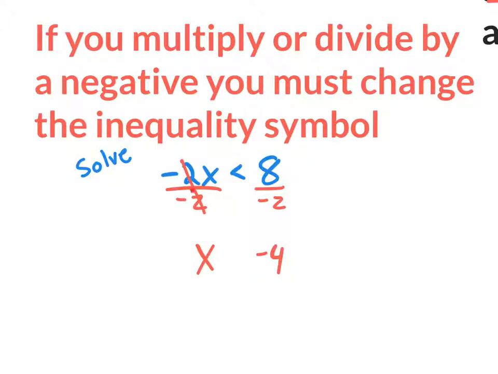So what did I just do right here? I divided by a -2. So what does that mean? What's going to happen to that inequality symbol? Greater. It has to change to greater than. And there's my final answer. X is greater than -4.